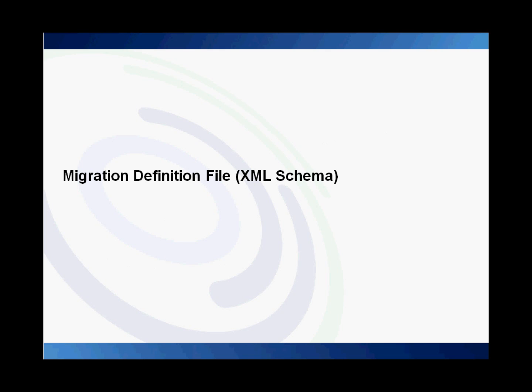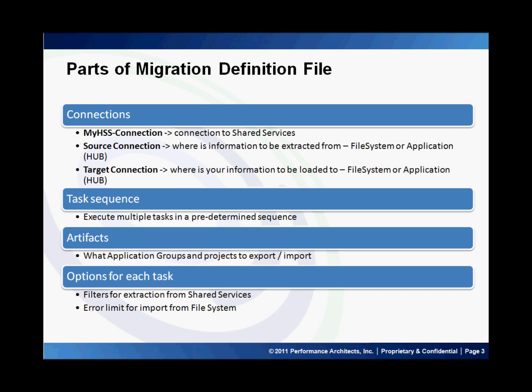First, we'll look at the migration definition file. This file basically has four sections. The first section is the connections, which has three parts to it. The first one being the shared services connection. This is so that the utility knows which shared service it will be connecting to. The next two are the source and the target connections. The two options for this are either file system or application. And depending on which you choose for the from and which for the to, this will be either an export operation or an import operation.